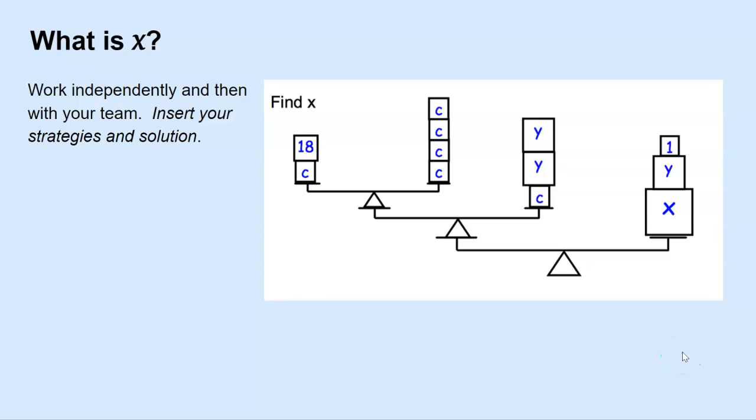Now the sequence of these tasks, it really could be flipped. If you want to start with this, it's kind of like a puzzle and then come back to it at the end. But what this is doing is it's kind of building a need for equations. Now the kids, if they already know how to solve systems of equations, they may instantly go there, and that would be good.